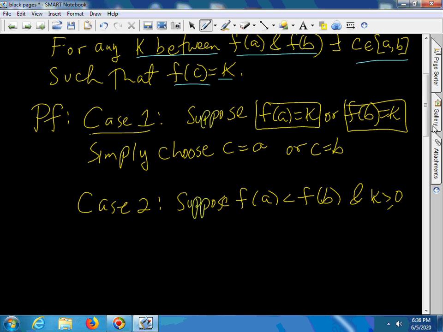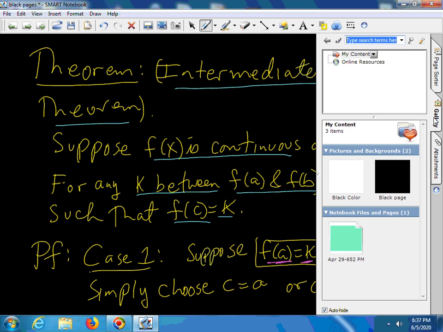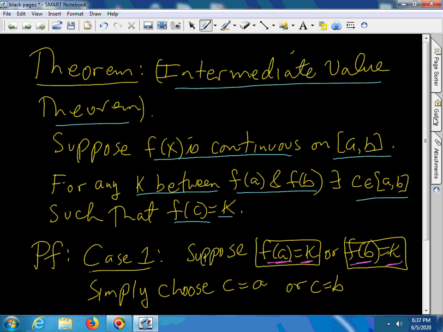Now, we are in case 2, we already dealt with f of a equaling k or f of b equaling k. So k is now strictly in between f of a and f of b. Then f of a is less than k, which is less than f of b. We don't have the equalities because we took care of them in case number 1. So what we have going on is the following.